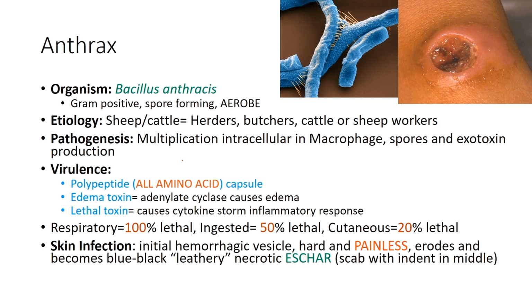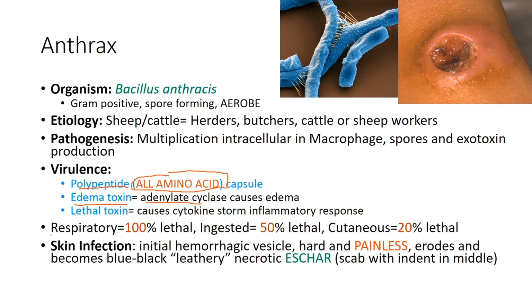What this organism does is multiply in macrophages, form spores, and produce an exotoxin. For virulence, it has a polypeptide capsule, and this is one weird thing about it: it's all amino acids, not peptides with sugars and stuff like that. It can form an edema toxin, which activates adenylate cyclase, which increases secretion of fluids, which obviously leads to edema. And then a lethal toxin, which causes a cytokine storm and inflammatory response, so it can infect more of the macrophages and more of the tissue area.